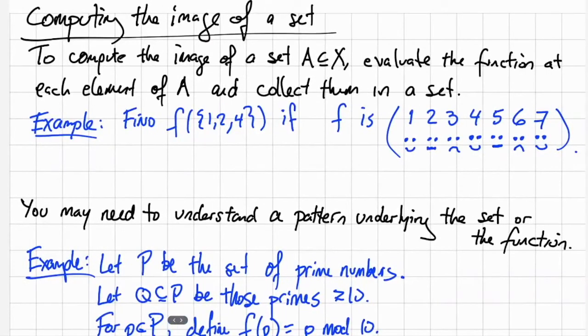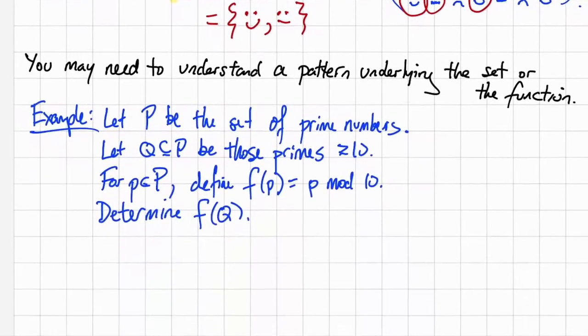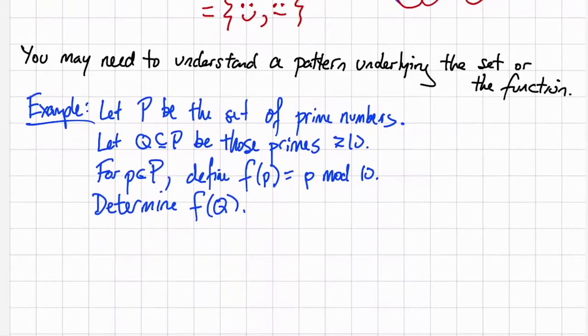If instead we're computing the image of a set, we need to evaluate the function at every element of capital A and collect them in a set. If we have f of {1, 2, 4}, when we're given f here in two-line notation, then what we need to do is see what are the function values of 1, 2, and 4, and we put them in a set. And so f of {1, 2, 4} is the set containing a smiley face and an ambivalent face. In more complicated situations, you may need to understand more deeply the set or the function and any patterns involved. Here is an example.